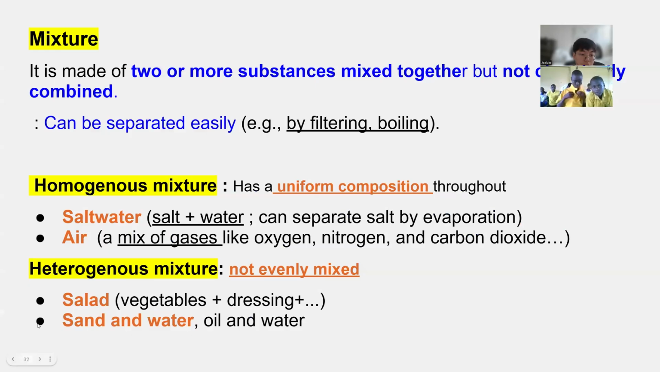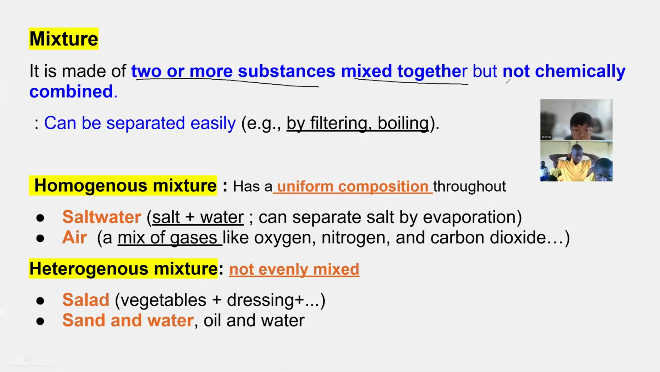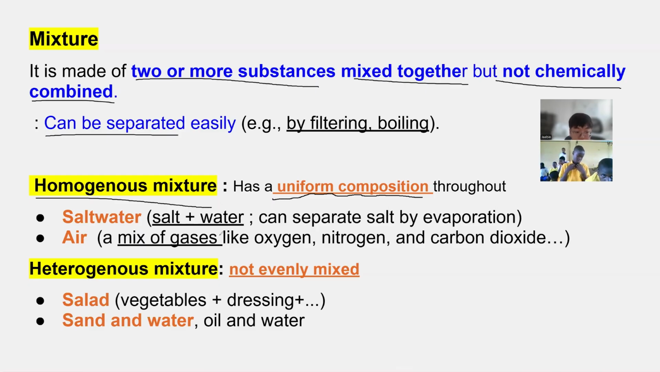A mixture is made when two or more substances mix together, but they are not chemically combined. They can be separated using separating methods. But there are two main kinds of mixtures, like I said. There's homogeneous mixture, which is mixed well in this uniform composition. And there are heterogeneous mixture, where it is not evenly mixed.